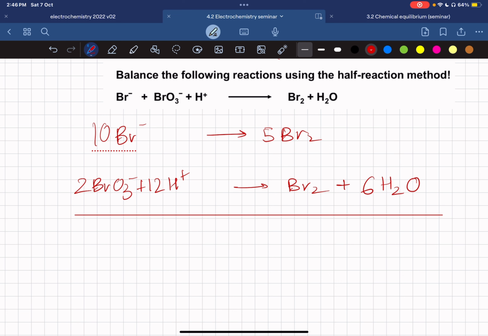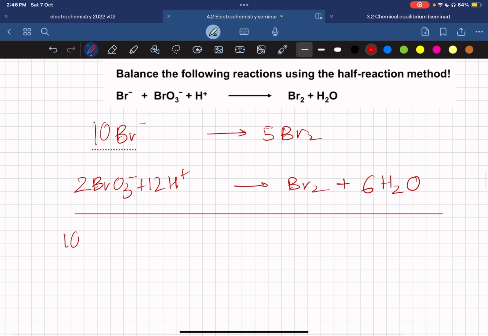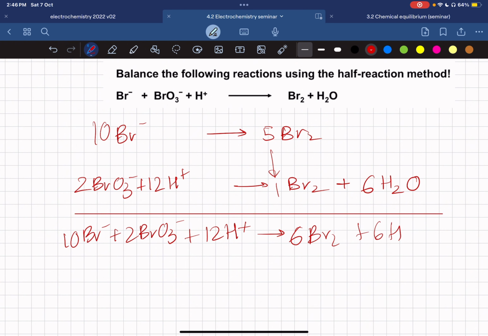Now we just write down whatever we have left. So we have 10 Br minus plus 2 BrO3 minus plus 12H plus gives us 5, but it's going to be 6 Br2 because you can clearly see 5 plus 1 here. So 6 Br2 plus 6H2O. And this, ladies and gentlemen, is our final equation.